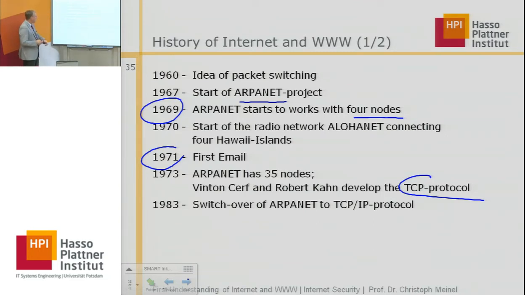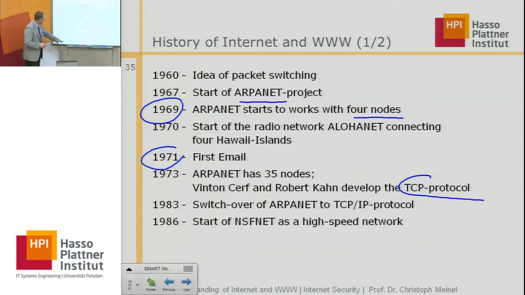In 83, the ARPANET was changed to use the TCP/IP protocol, our internet protocol. So you can say 83 is a birthday. If ARPANET is the grandmother, then this is the ARPANET with the TCP/IP protocol. That is the birth year of our internet today. So it is 30 years old.